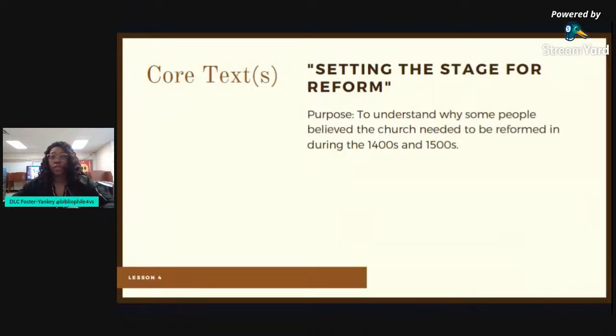So the core text for this lesson is Setting the Stage for Reform. Students read this text in the previous lesson, and they're rereading it in this lesson to examine the author's words, phrases, and devices used to describe the church's influence and the practices challenged by reformers.